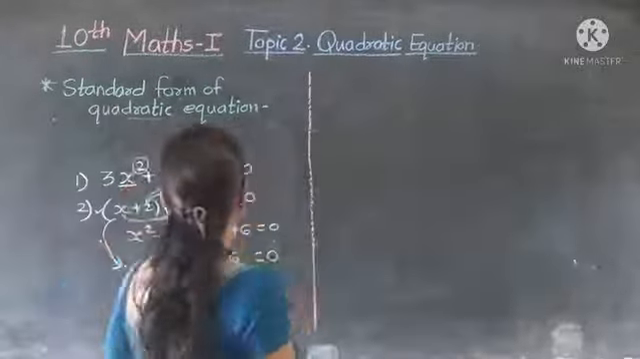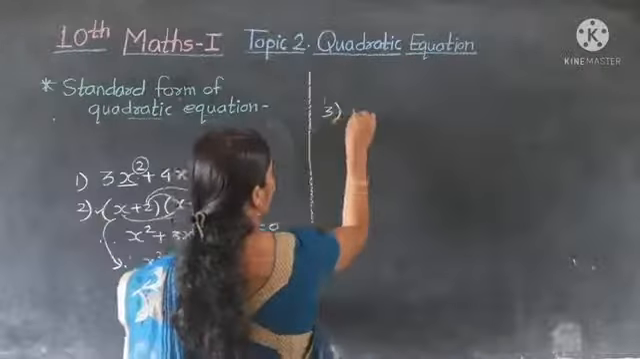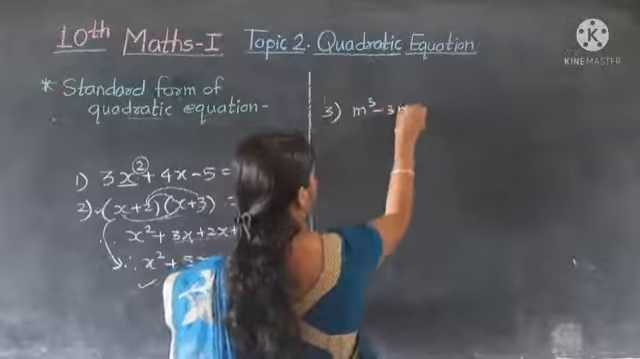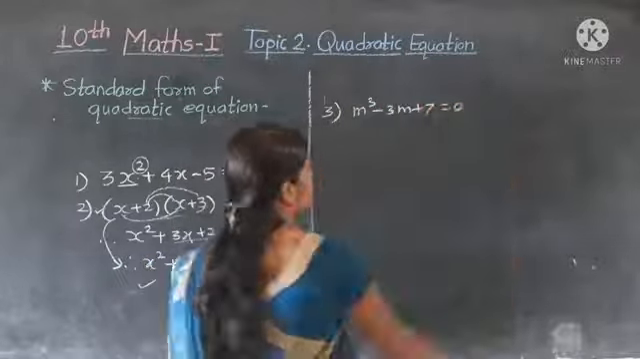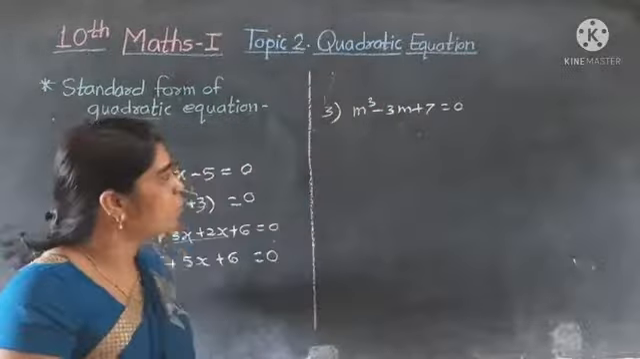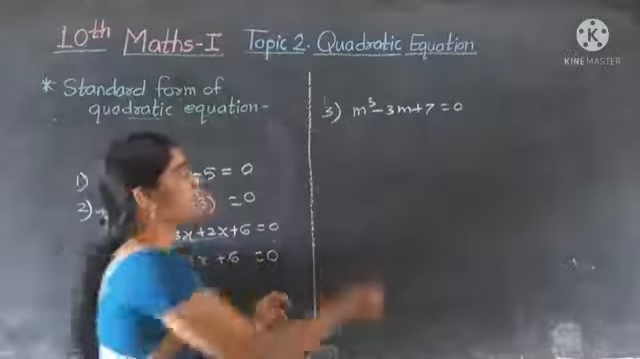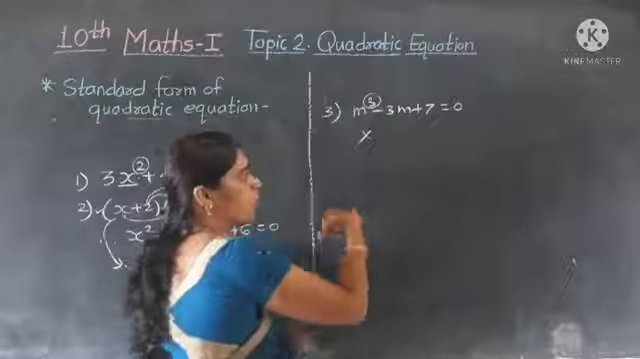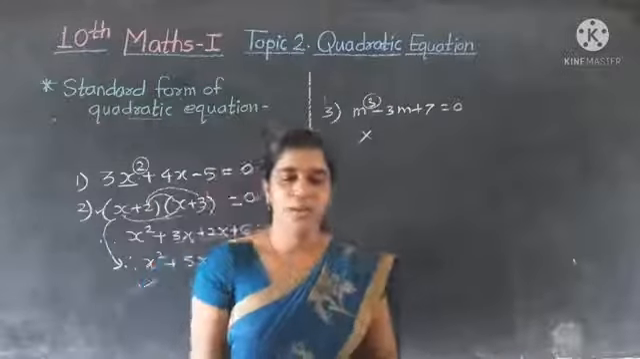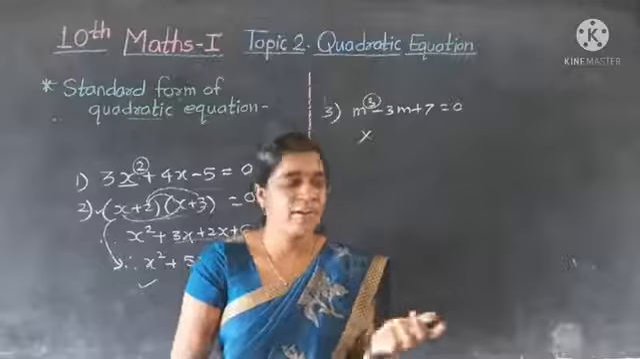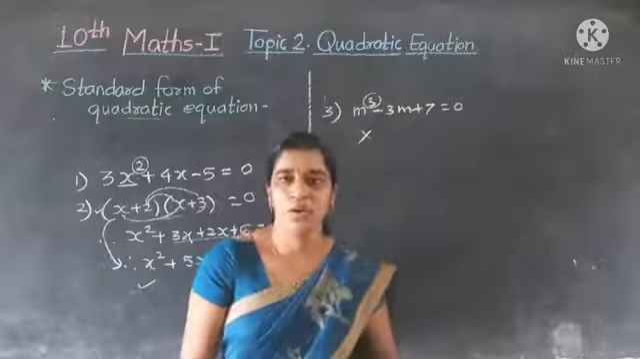Okay. Similarly, suppose m cube minus 3m plus 7 is equal to 0. Such a type of example is there. So what do you write? Here the variable present is m and its degree is 3. So it is not a quadratic equation. Okay, understand how to find whether it is a quadratic equation or not.